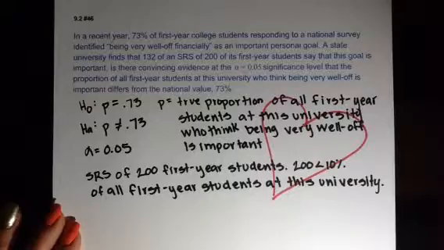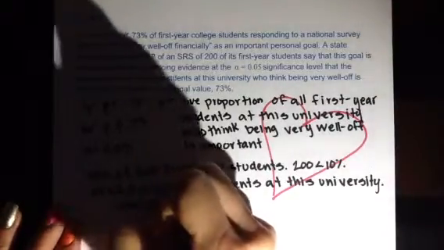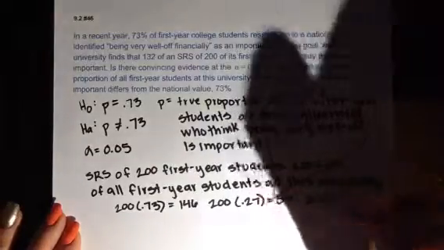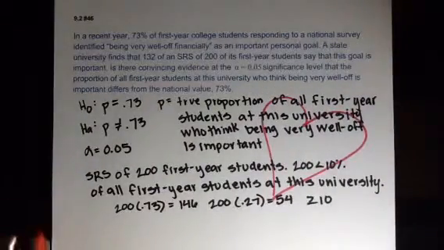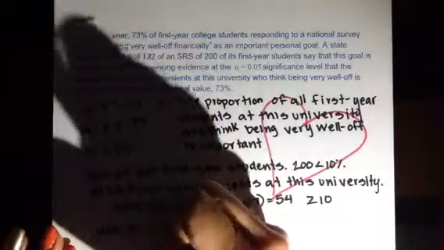And finally, our large counts condition. We have 200 times 0.73, which is equal to 146, and 200 times 0.27 is equal to 54, are both greater than or equal to 10. So we are going to use a one proportion z-test.